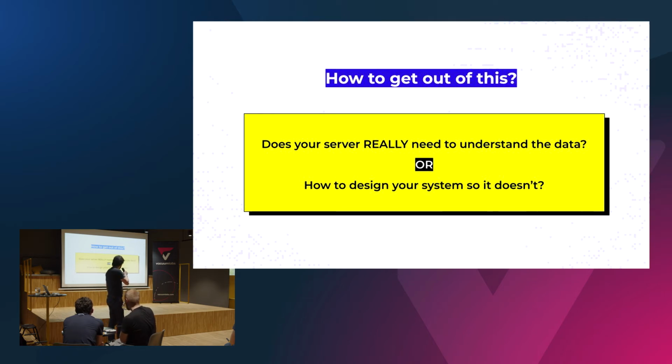So there is one particular question you can ask yourself. Does your server really need to understand the data that it's storing? For example, for the tests or products that we are working with, it doesn't, because of JSON schema, which I will show you later. And if you don't really know how to tackle this question, you can ask yourself a different question: how to design your system so it doesn't need to understand the data.